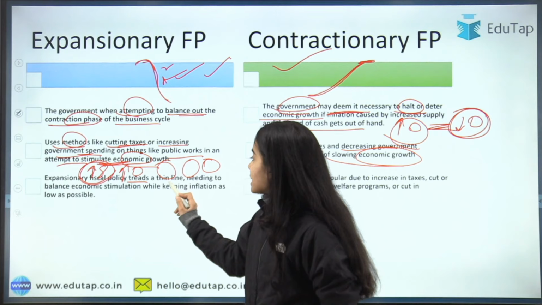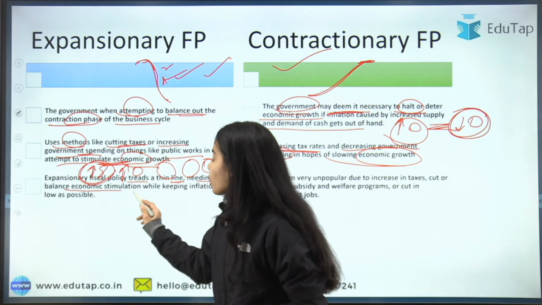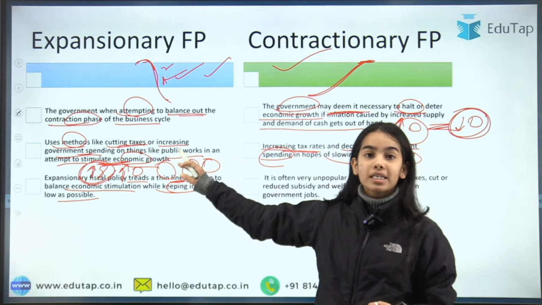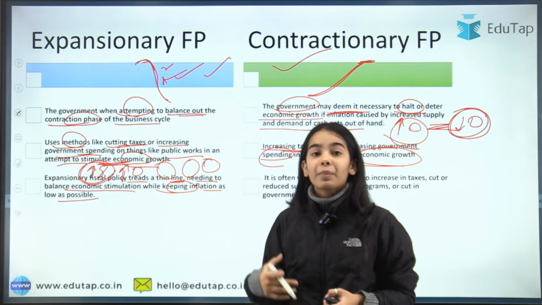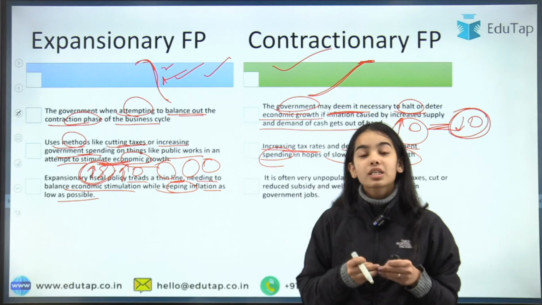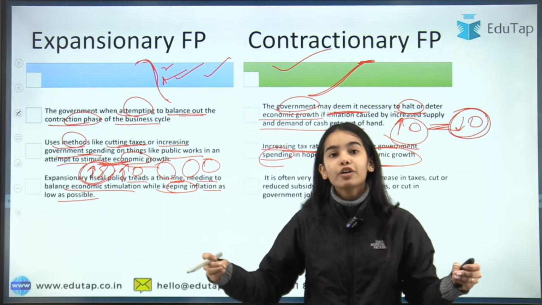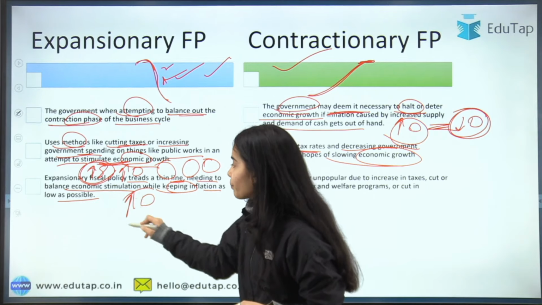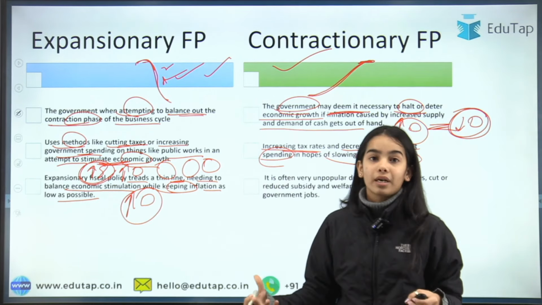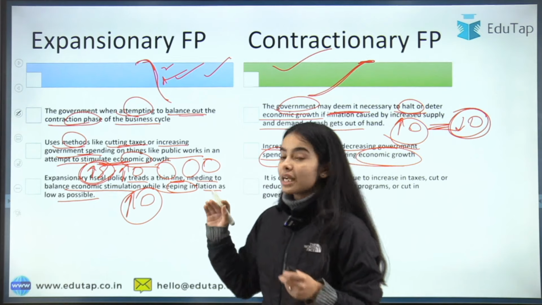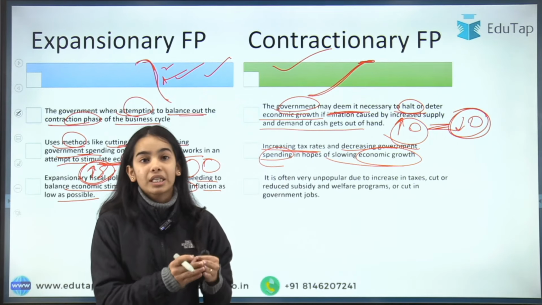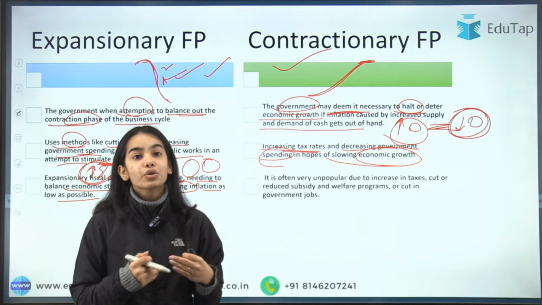Expansionary fiscal policy treads a thin line, needing to balance economic stimulation while keeping inflation as low as possible. See, when the demand is rising, the supply is also rising. But sometimes if the expansionary fiscal policy is kept for a long period of time, the demand starts increasing too much and the supply is not able to follow it up. So when you are adopting the expansionary fiscal policy, the government should know when it needs to stop.